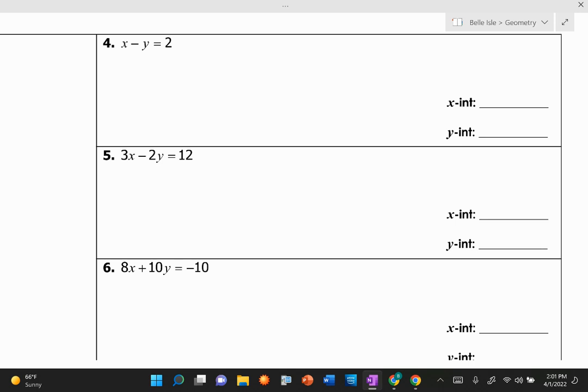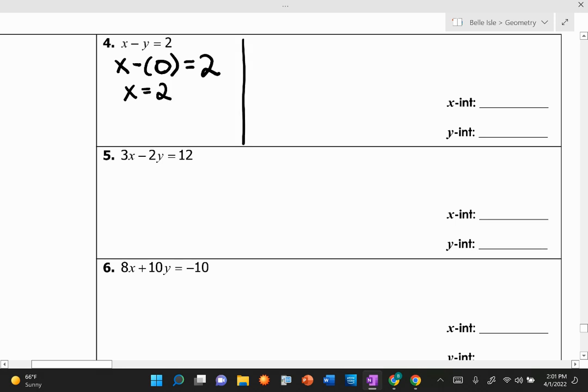So if we're looking for x, what do we plug 0 in for? Y. So I'm going to rewrite this as x minus 0, 0 equals 2. What's a negative times 0? 0. It's just 0. So you have x equals 2. Now for the y, what do I put?